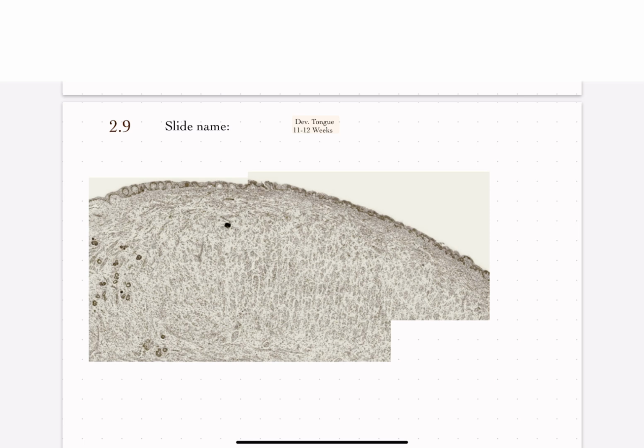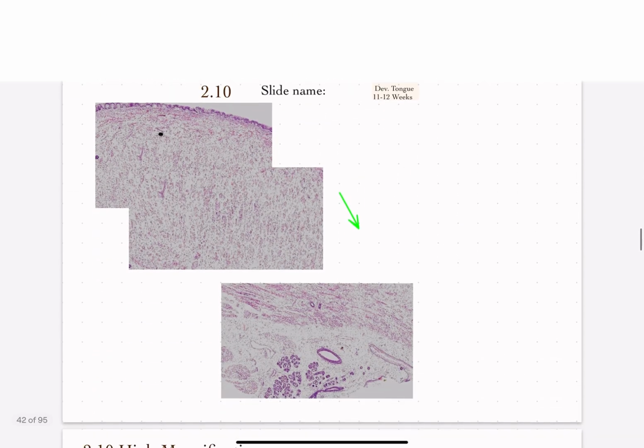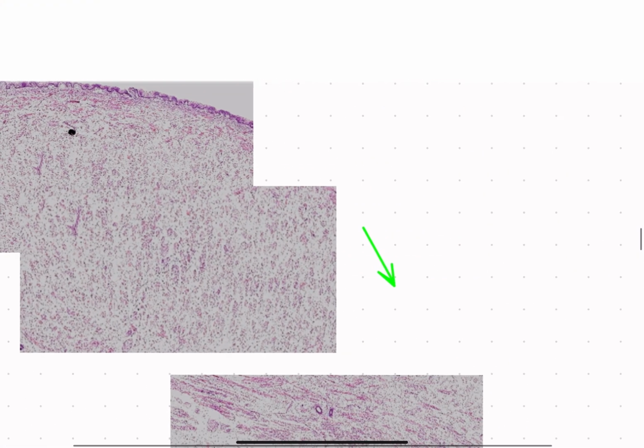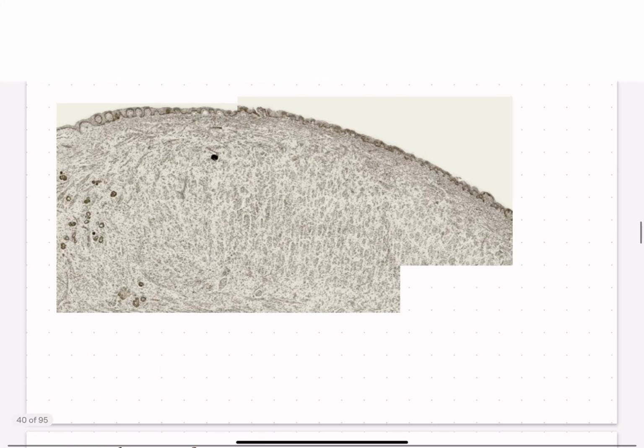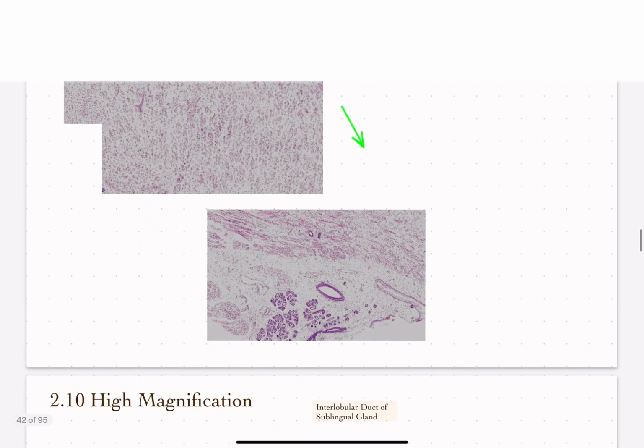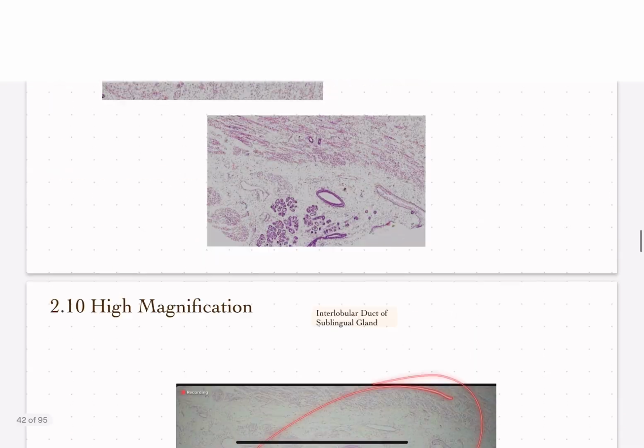Next up is the developing tongue in 11 to 12 weeks. Now we have this and we have this. These are the same structures. They're just taken from different angles and different cameras, right? But in this case, it's yellow so that we could match this image. And this is pink so that we can match this image.